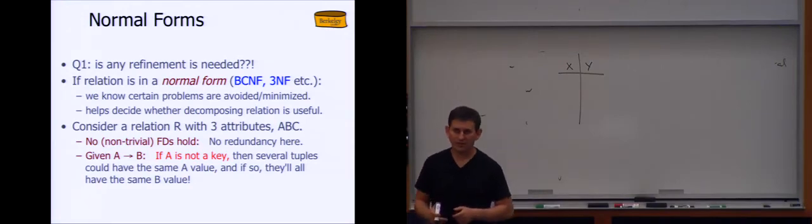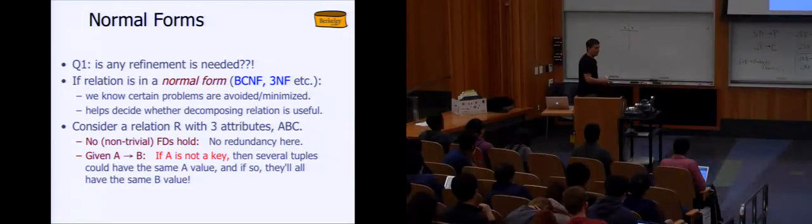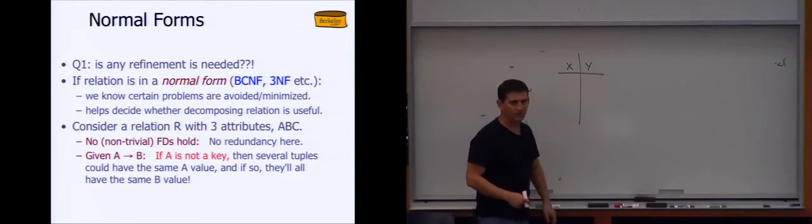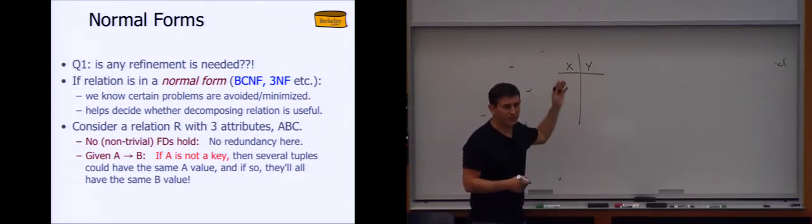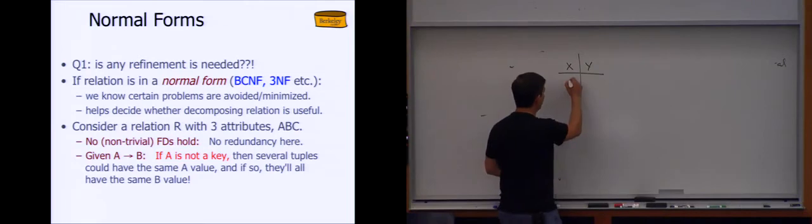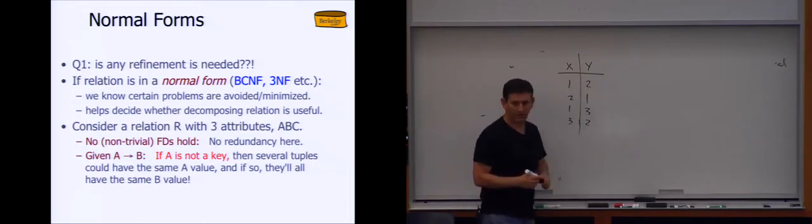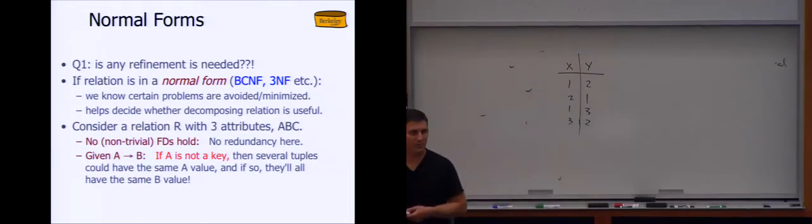Everybody agree? What can I put in my relation x and y? Are there any rules on what values I can put here? I mean, domain constraints, so let's say it's all integers. No, I can put anything I want. I can put 1 to 2, I can put 2 to 1, I can put 1 to 3, I can put 3 to 2, I can put anything. It's a many-to-many relationship. It's all good.